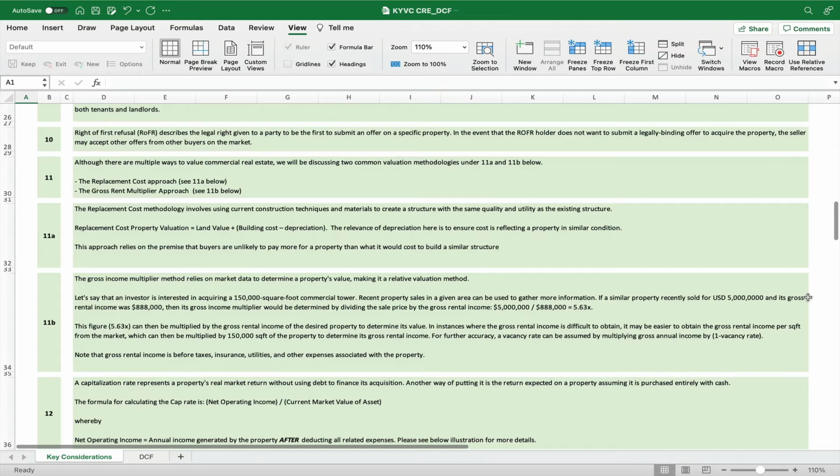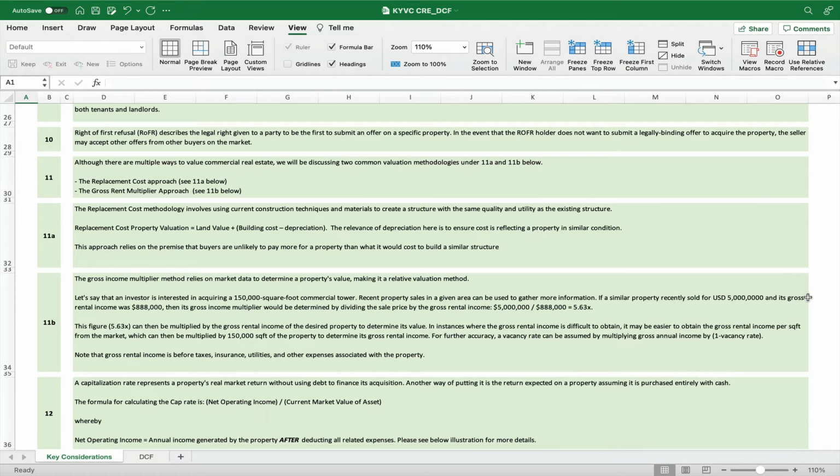Next is valuation. So although there are multiple ways to value commercial real estate, I'm going to be discussing two common methodologies in this video. The first one is called the replacement cost approach. The second methodology is called the gross rent multiplier approach.